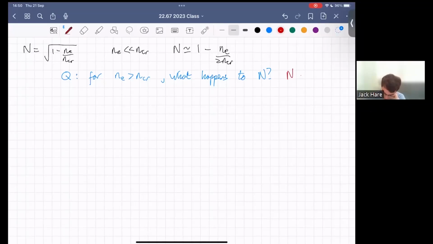So n is imaginary because it's going to be the square root of a negative number, which we can see here. And so that means our wave becomes evanescent. So it's going to have properties which decay in time. So it's going to look like e to the minus alpha x e to the minus gamma t, like this. So it dies off. Okay, so that means that we can't propagate a wave at densities greater than the critical density. What happens to all the energy then? Because this wave is carrying energy.